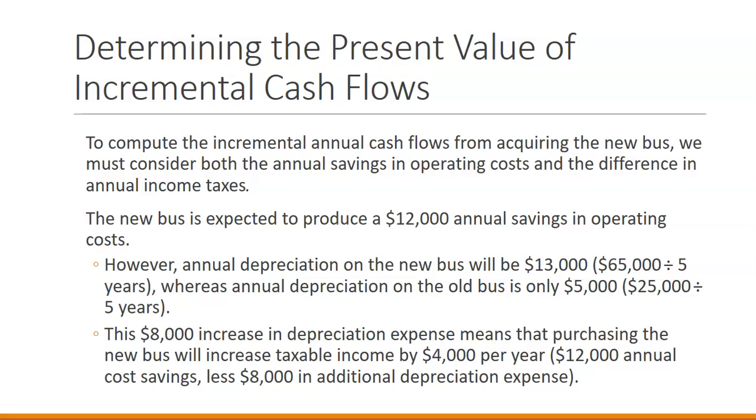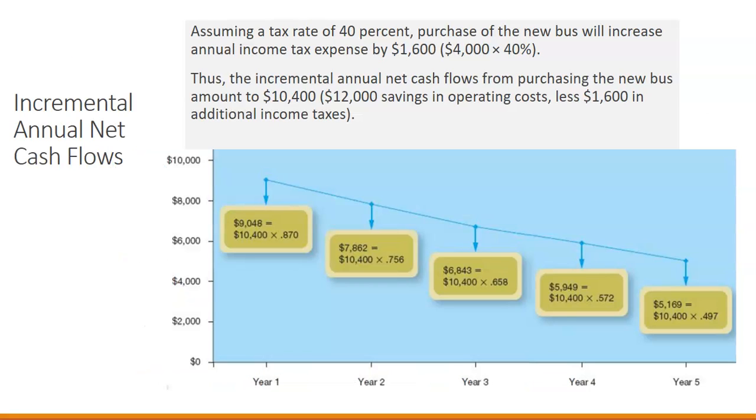We also have the annual depreciation on the old bus versus annual depreciation on the new bus. So there's going to be an $8,000 increase in depreciation expense. So we're going to increase taxable income by $4,000 per year. So we have $12,000 annual cost savings less $8,000 in additional depreciation expense. So we can look at these cash flows.